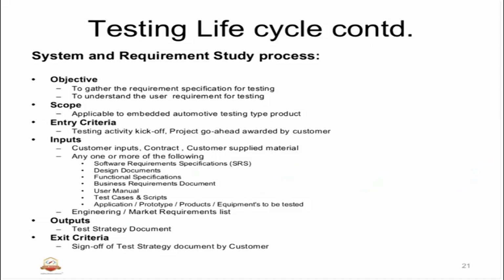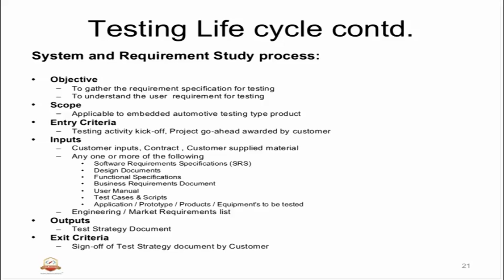The first one is the system and requirement study process. As I said earlier, we need to have objective, scope, entry, and exit, and between entry and exit, we will identify inputs and outputs. Okay, for the system and requirement study process, what are those?